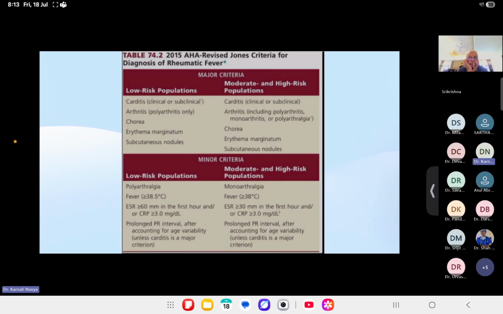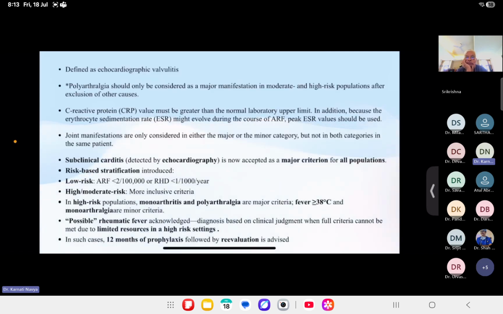Whereas in a moderate to high risk population, the difference is that carditis is both clinical and subclinical, but the arthritis includes polyarthritis and monoarthritis along with polyarthralgia. Chorea, erythema marginatum, and subcutaneous nodules remain the same. The difference between low risk and high risk is that low risk has polyarthralgia, whereas high risk has monoarthralgia. And the ESR of more than 30 mm in the first hour, or CRP of more than 3 milligram per deciliter, is considered for the moderate and high risk population.